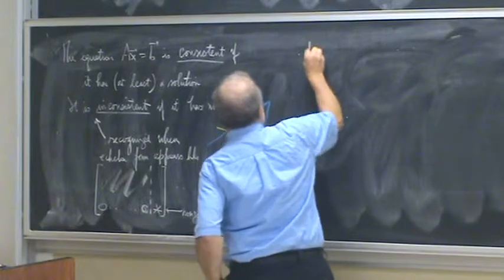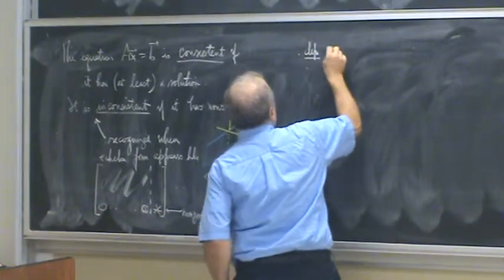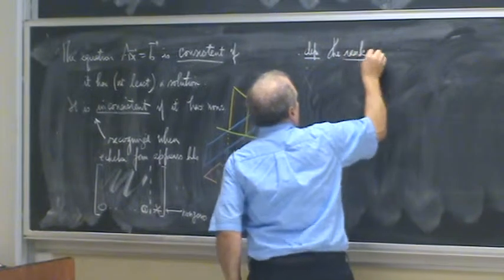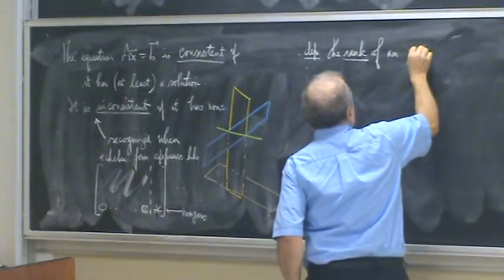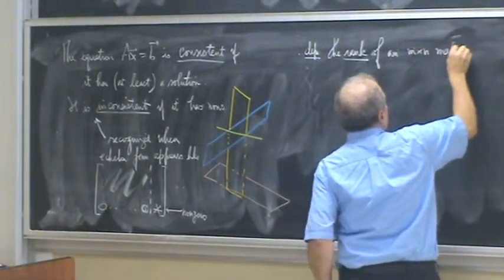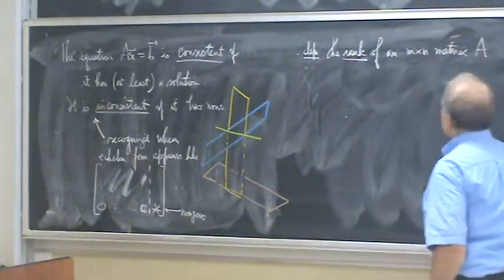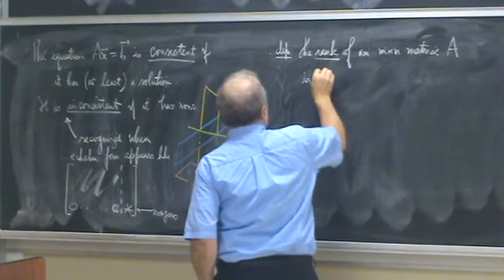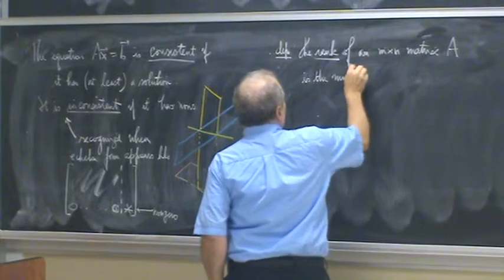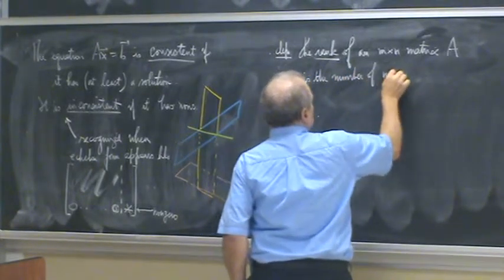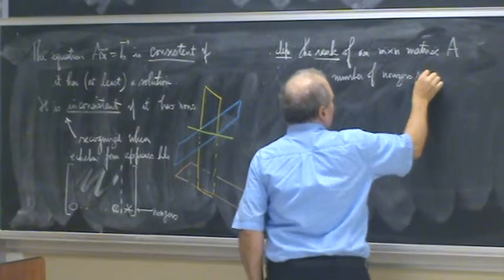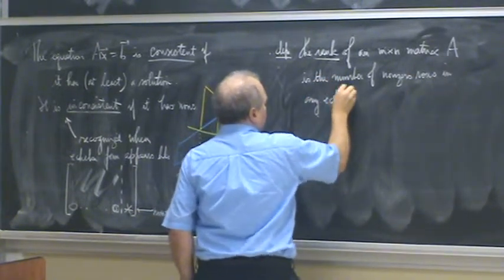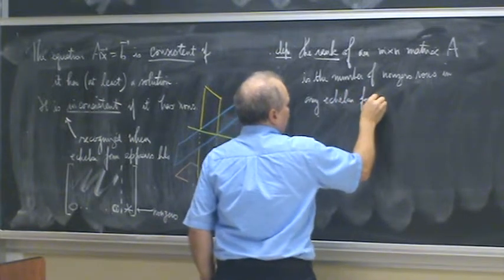So I want to talk today about some important words. So here's a definition. The rank of an m by n matrix A is the number of non-zero rows in any echelon form of A.